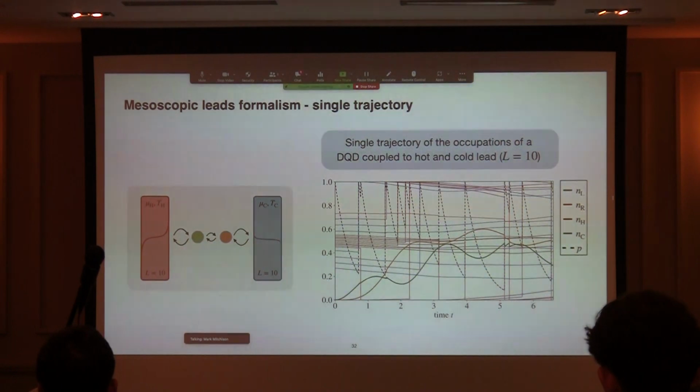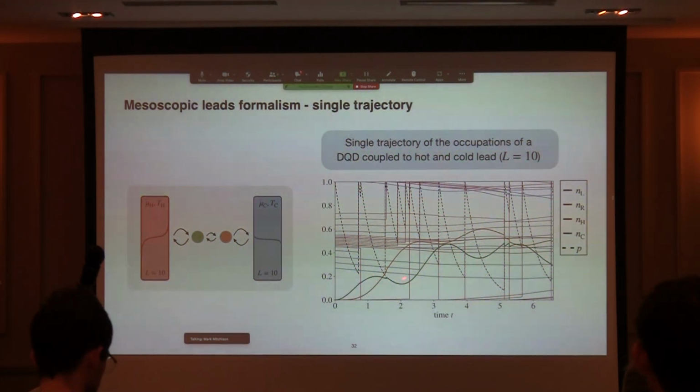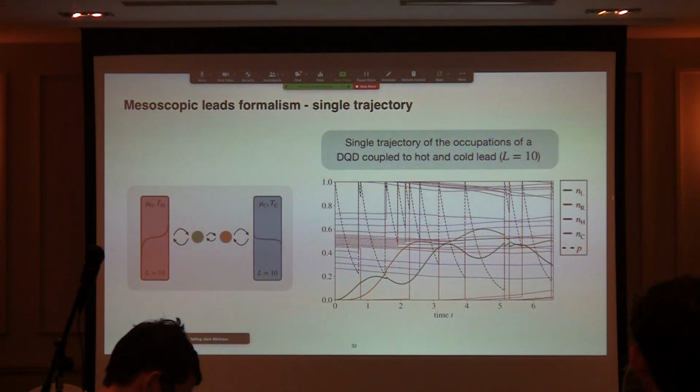Now we have all the ingredients to simulate single trajectories, and this is shown here for a simple example of a double quantum dot connected to two baths that are modeled in the fashion of the mesoscopic leads approach with 10 lead modes per bath. So here you see in orange and green the time evolution of the occupations of the double quantum dot, and then in the light red and blue you see the time evolution of the lead modes. And in the lead modes you see these jumps according to which the survival probability is reset to 1, and also the occupations in the central system change.